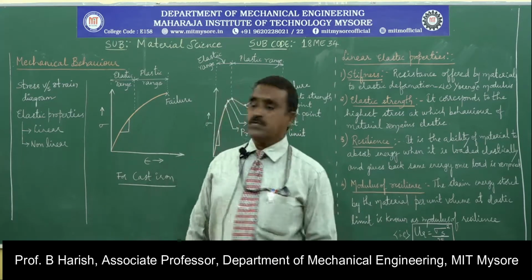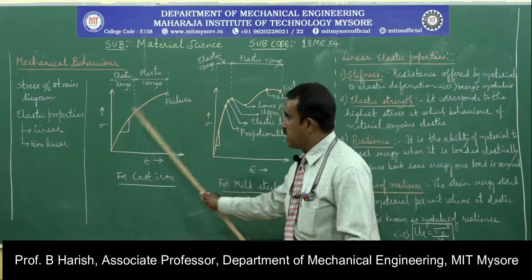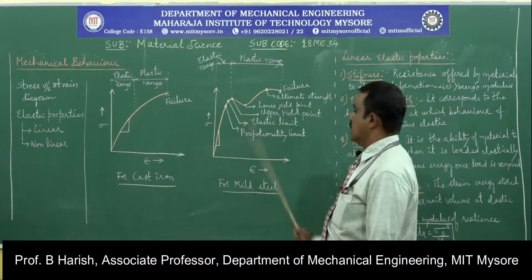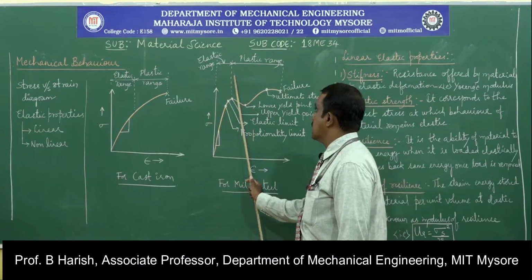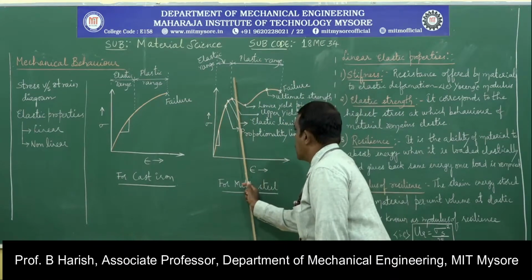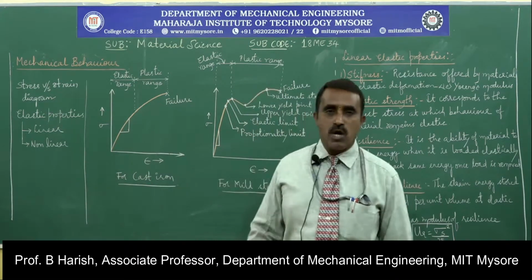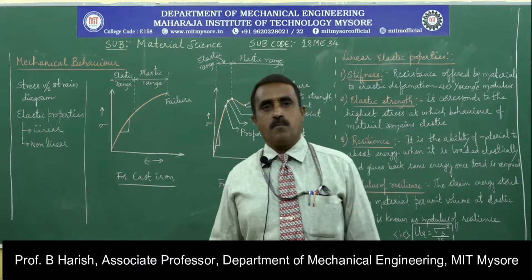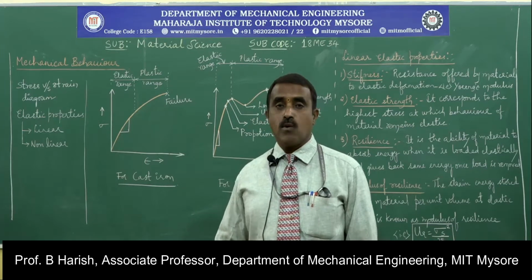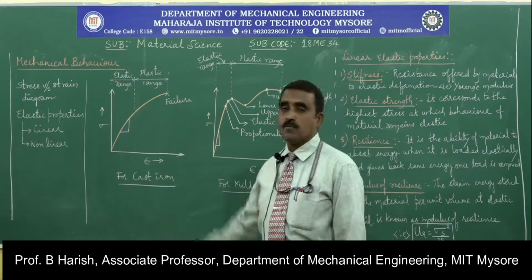Next, elastic properties. We just observed what the elastic region is and what the plastic region is. What are the properties we can study in the elastic region and what are the properties we can study in the plastic region? If you observe this mild steel also, this is the elastic region, this is the plastic region. The properties observed in the elastic region are called elastic properties. Similarly, the properties observed in the plastic region are called plastic properties.